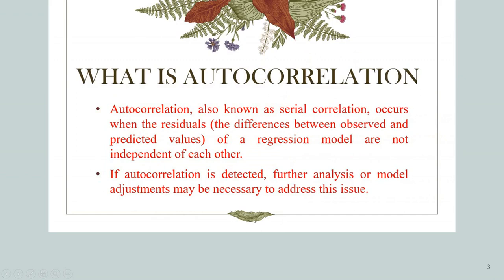What is autocorrelation? Autocorrelation occurs when the residuals, that is, the difference between observed and predicted values of the regression model, are dependent on each other. If autocorrelation exists, then it creates problems for the regression model, and adjustments may be necessary to address this issue.